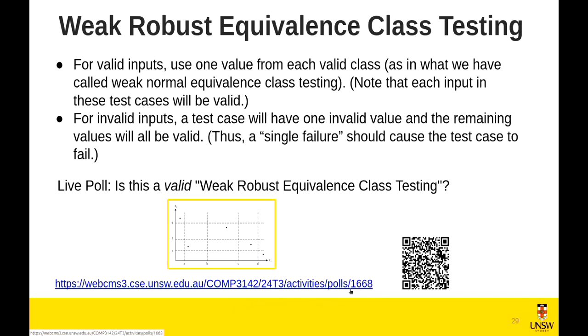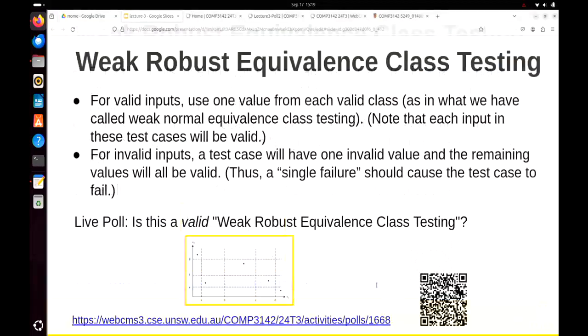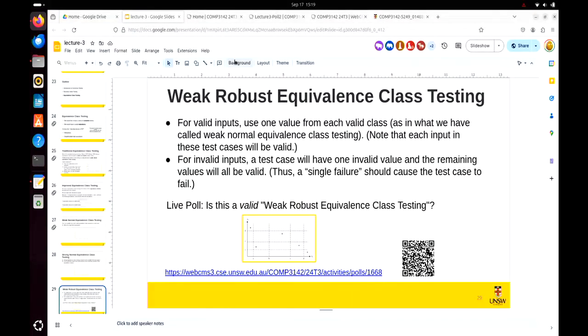Actually, I think I found something interesting. The last item in this URL is the item ID of polls. So in total, since the creation of WebCMS, they have created 1,668 polls, including this one. So I think in this term, we are going to contribute a lot of polls to the system. Let's increase the ID.